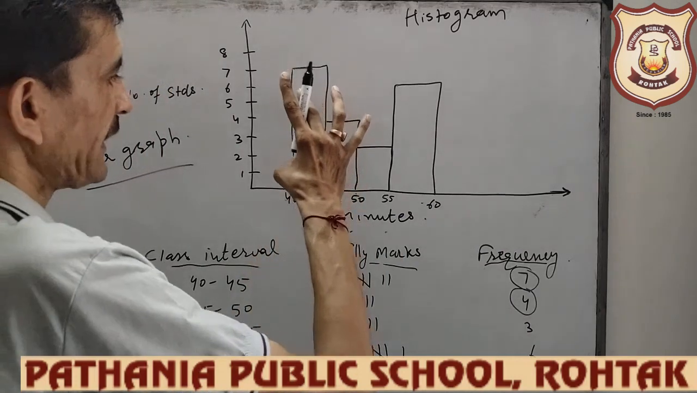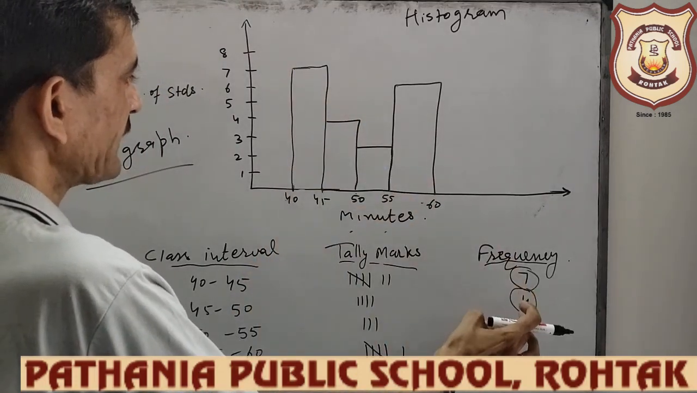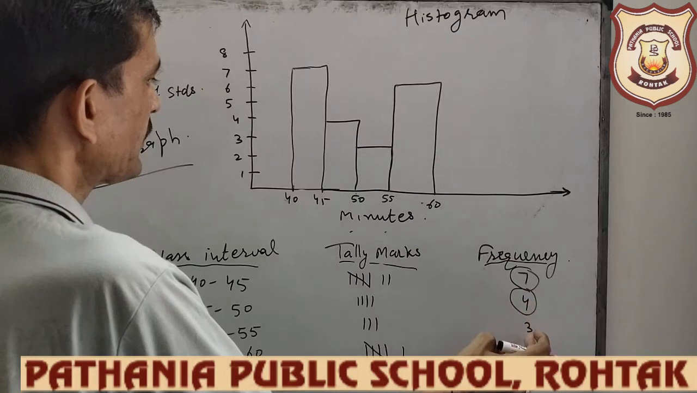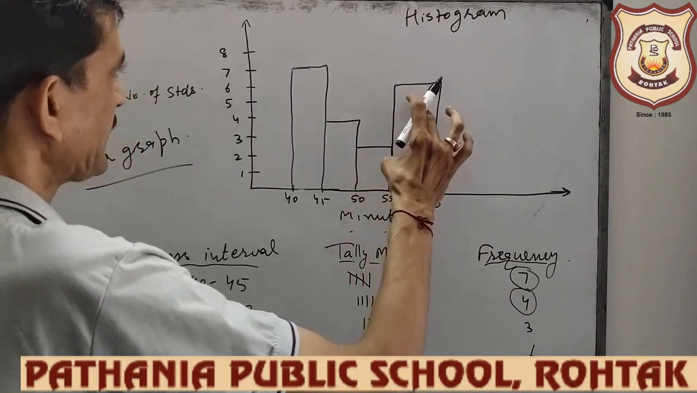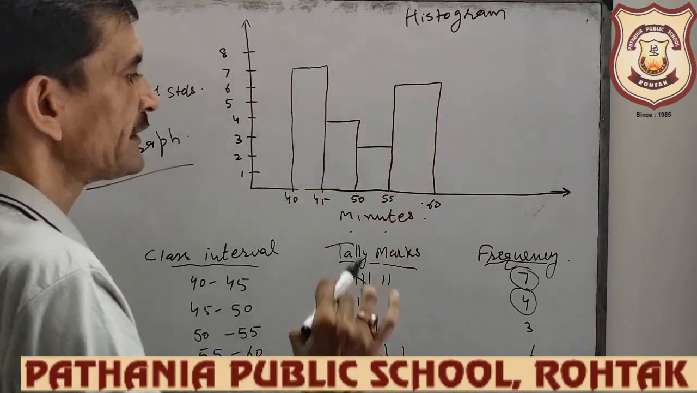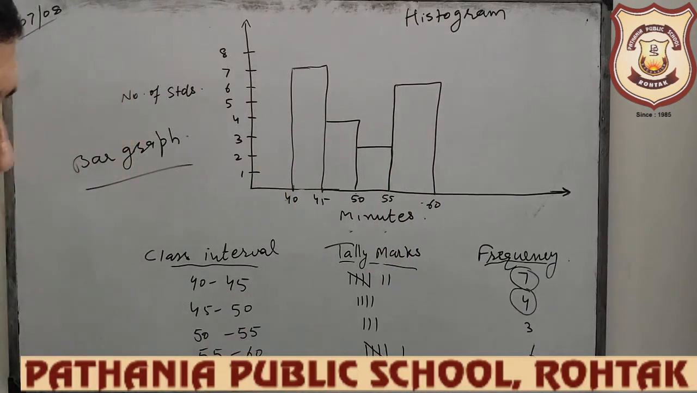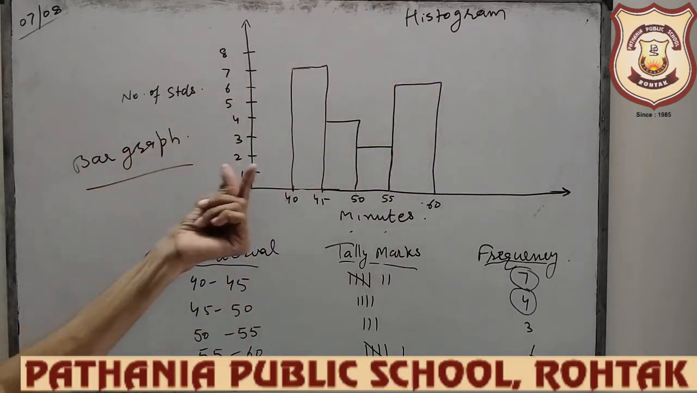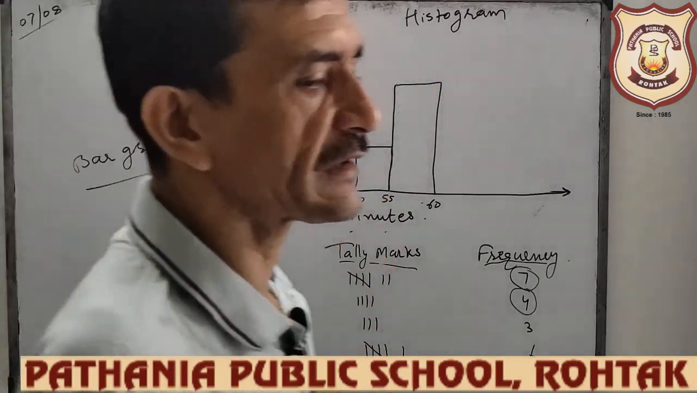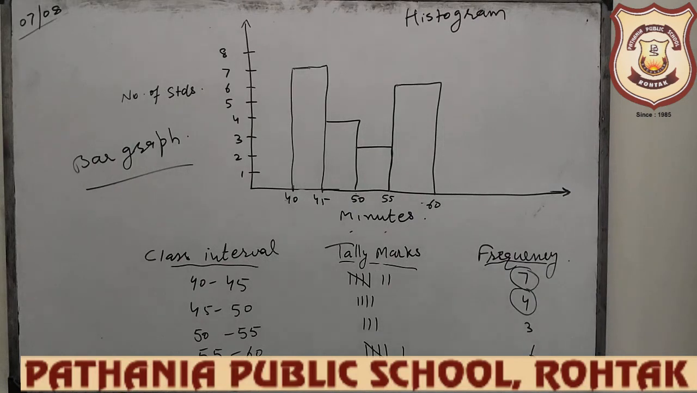What is the height of the first rectangle? 7. Height of the second is 4. Third is 3. And the last one should be 6. This is a histogram. This is the difference between histogram and bar graph. There is a regular gap between the rectangles only then it is known as a bar graph. Otherwise it will reflect a histogram.